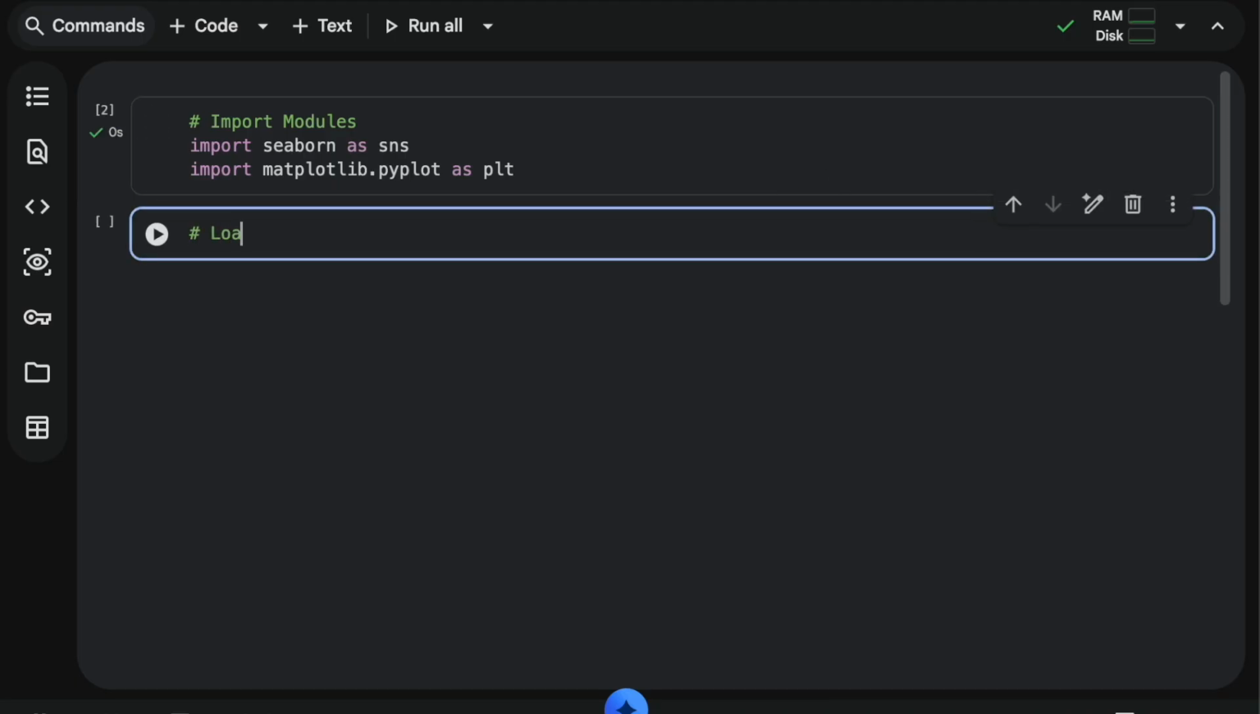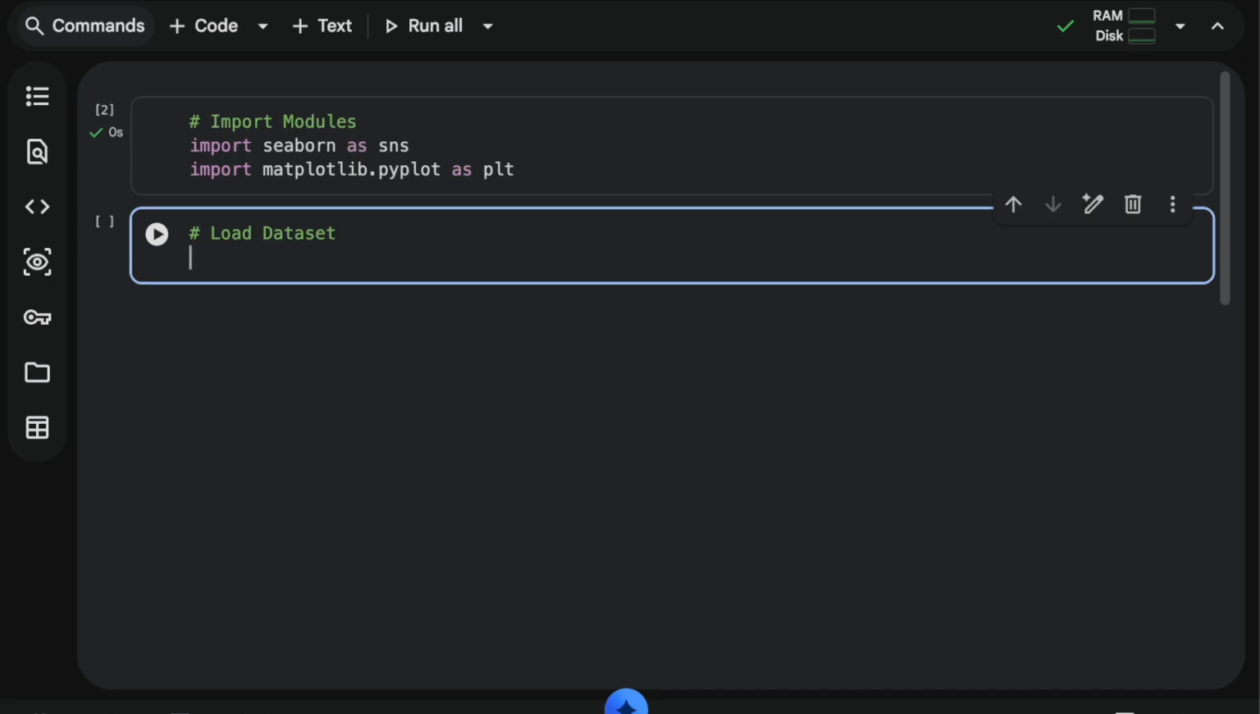Let's start by loading Seaborn's sample dataset called tips. This dataset contains information about restaurant bills and tips. It's great for practicing data visualization because it has both numerical and categorical data.